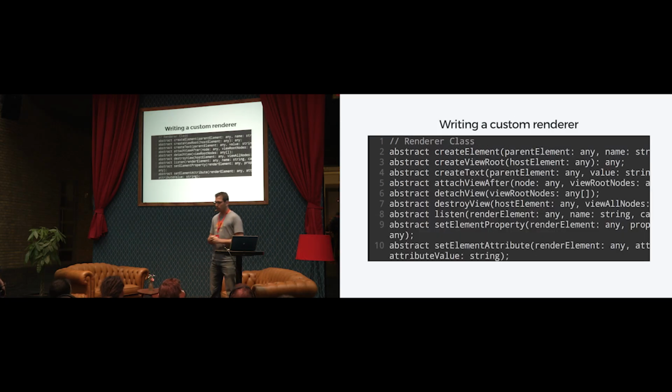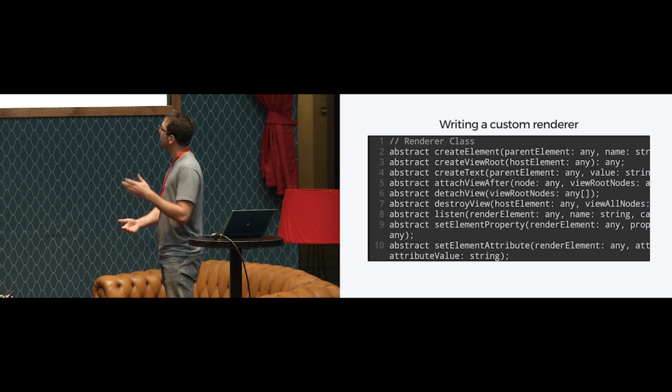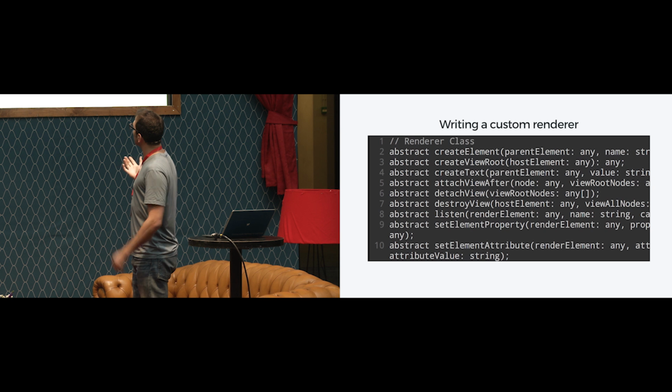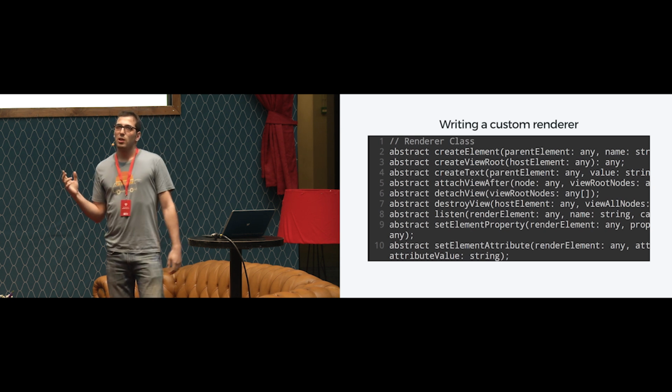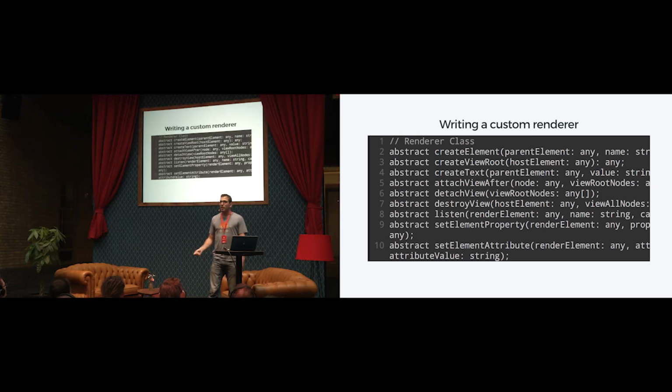So this class is just a short view of how the Renderer class looks. There are different methods, like create element, create view root, create text. If you look at all these methods, you can easily start thinking, if I want to do a custom renderer, I can just extend some of these methods and make something more useful for the platform that I want my application running on.